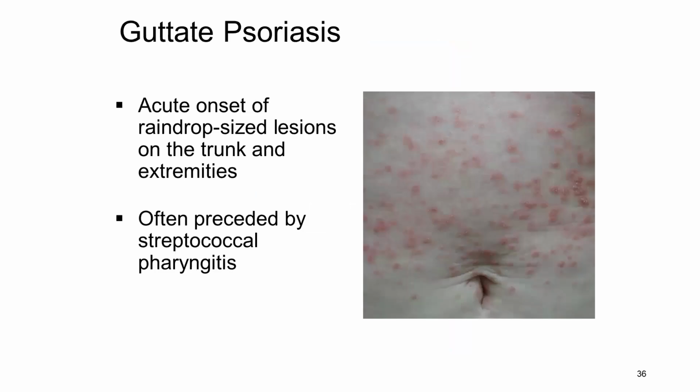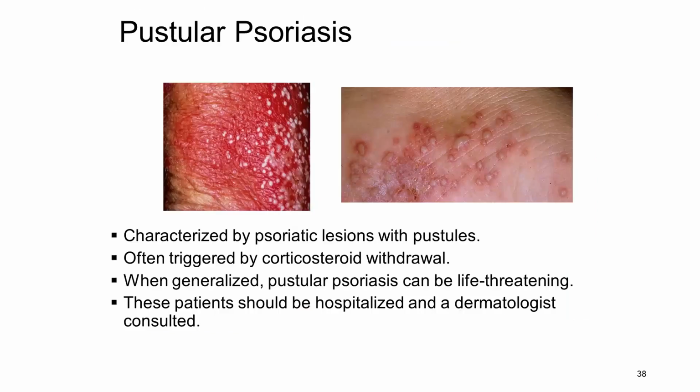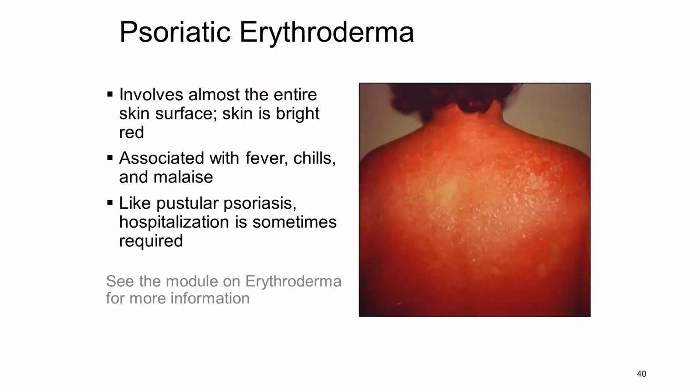Psoriasis. Guttate psoriasis, first type, which occurs in teenagers, often followed by streptococcal pharyngitis, with raindrop type of lesions, and these are often reversible. In flexural psoriasis, then pustular psoriasis can occur on the psoriatic plaque as well as directly on the pustules, caused by steroid withdrawal. Palmoplantar psoriasis, scaly type of lesion, present only on the palms and soles and often functionally disabling.